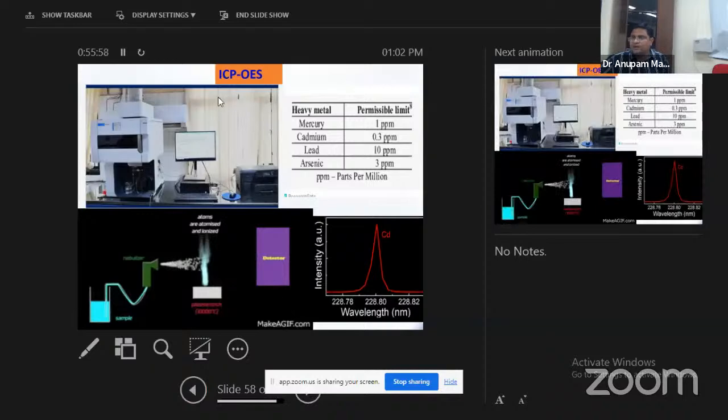This is ICP-OES, inductively coupled plasma optical emission spectroscopy. When you nebulize your sample, at a temperature of 11,000 degrees Celsius, light is emitted and it is detected by the machine. You can easily identify these four heavy or toxic metals. Apart from these metals, you can also estimate a number of other elements from the periodic table by ICP-OES.